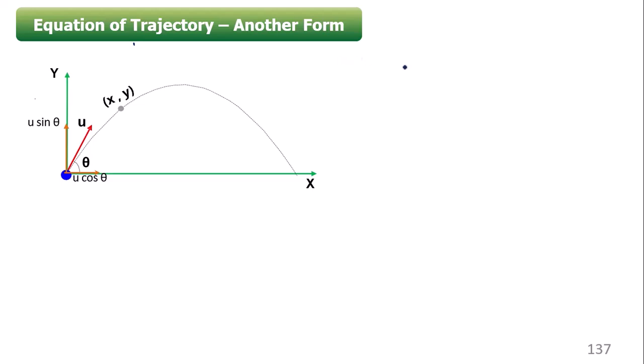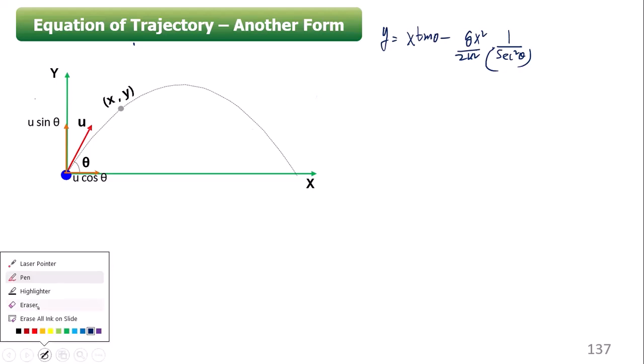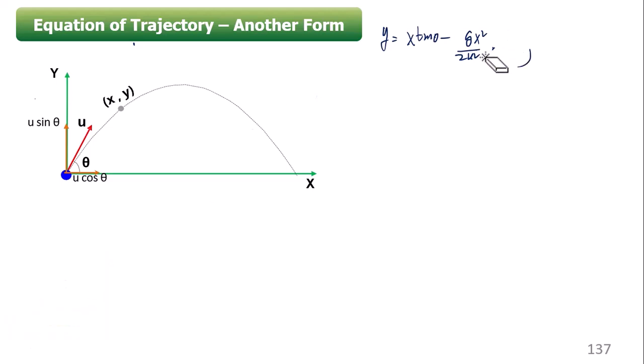What is that equation? I will start with the same basic equation, y equals x tan theta minus gx square by 2u square into 1 plus tan square theta, and 1 plus tan square theta I am writing as sec square theta. So y equals x tan theta minus gx square by 2u square into sec square theta. That is the first equation that we had already written.